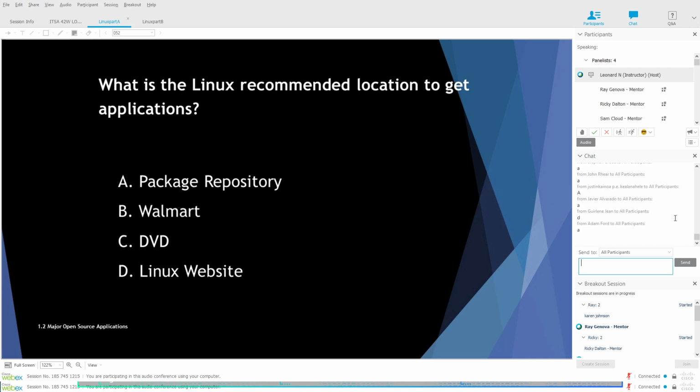I thought you could get everything at Walmart. I guess you can't get Linux applications there.